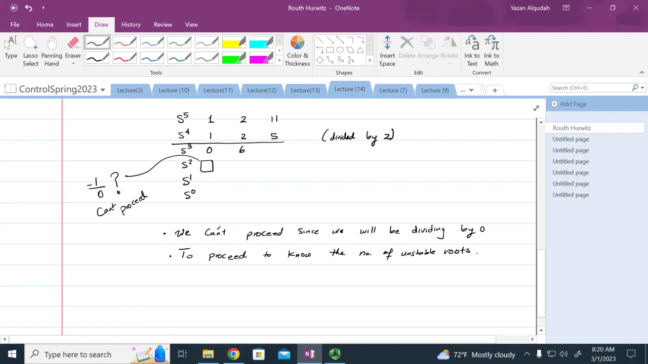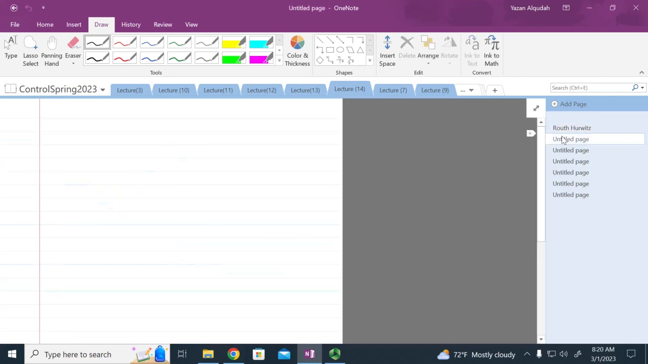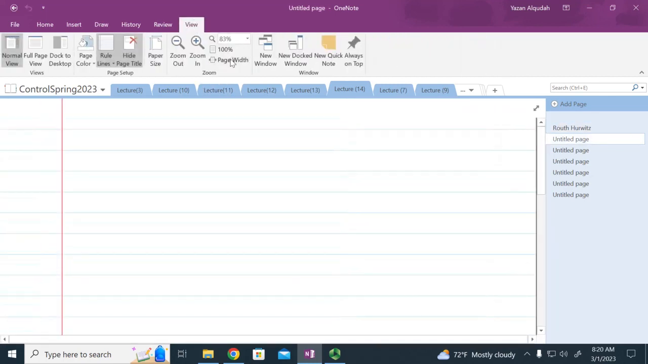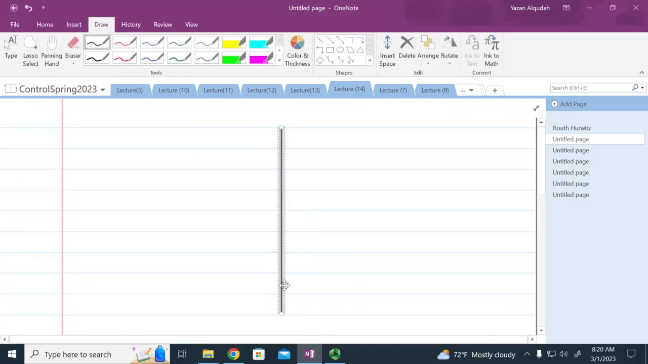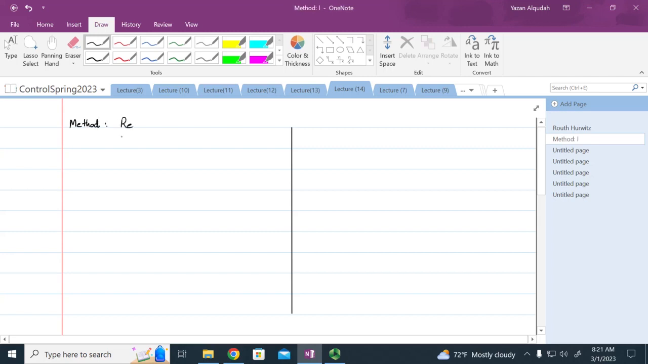We have two methods. So let's see how we proceed when we have a row where the first entry is a 0. I'm going to draw a line, and we're going to introduce each one on one side of this table. So the first method is we're going to replace the 0 with a very small number.